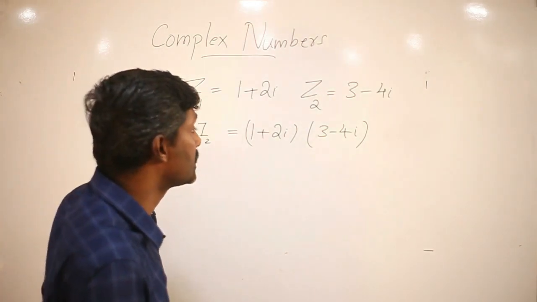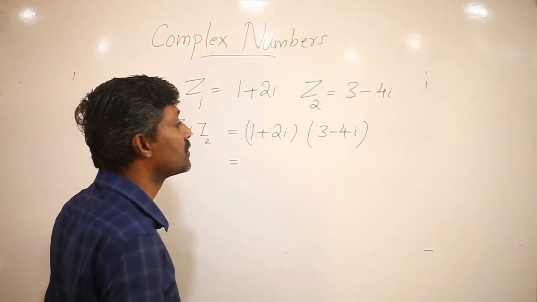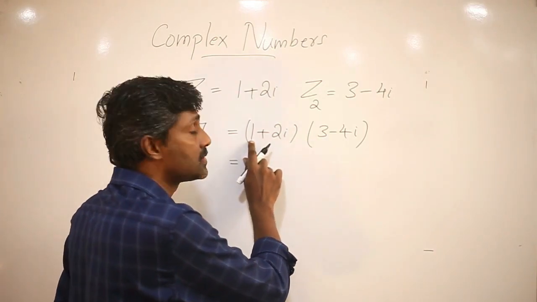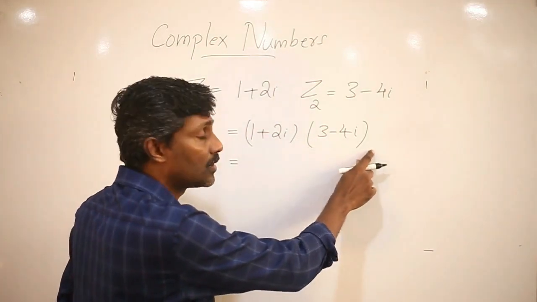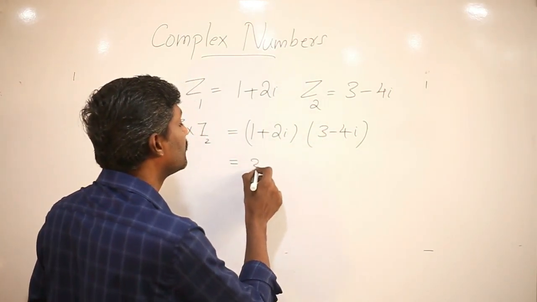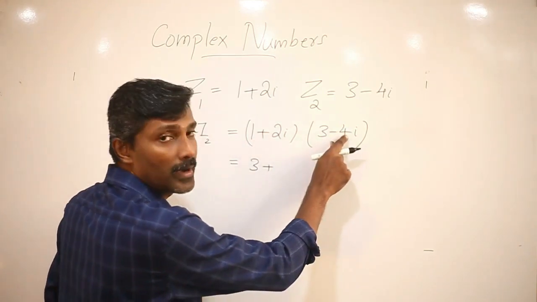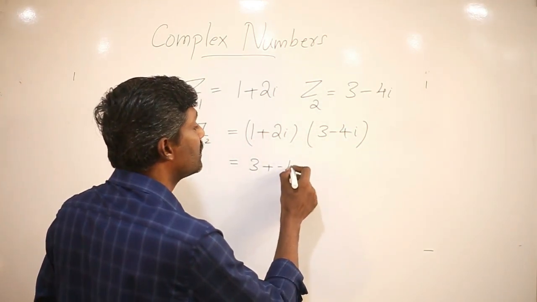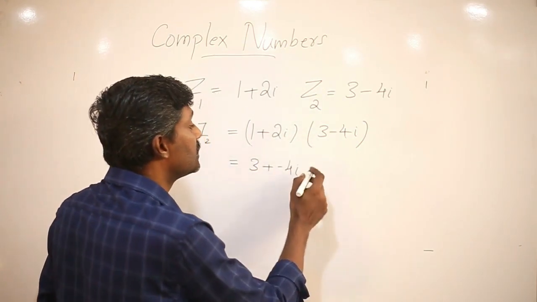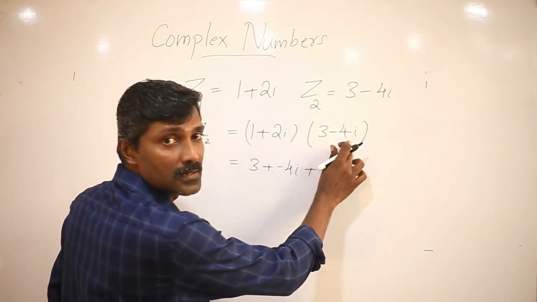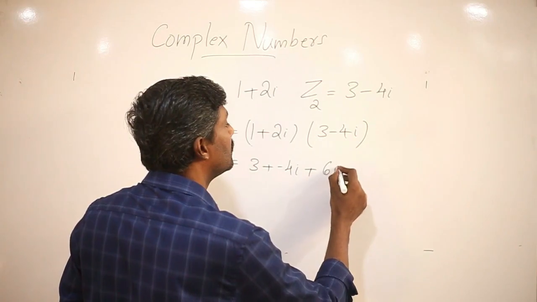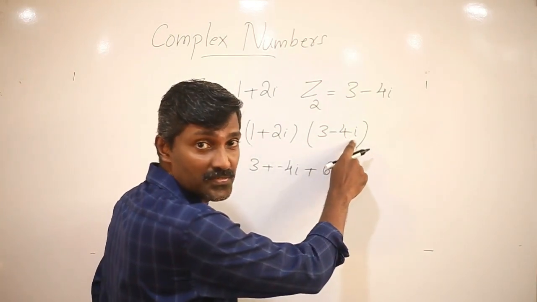Very simple, just like ordinary multiplication of two factors. Multiply, take the first element, multiply it by the second one. So let's do the first one. Okay. So it's basically 1 into 3 plus 1 into minus 4i, which is minus 4i, and then you take the second element of the first factor, which is 2i, right? You multiply 2i by both these numbers. So 2i into 3, what do you get? 2i into 3 is 6i. And then you have 2i into minus 4i.